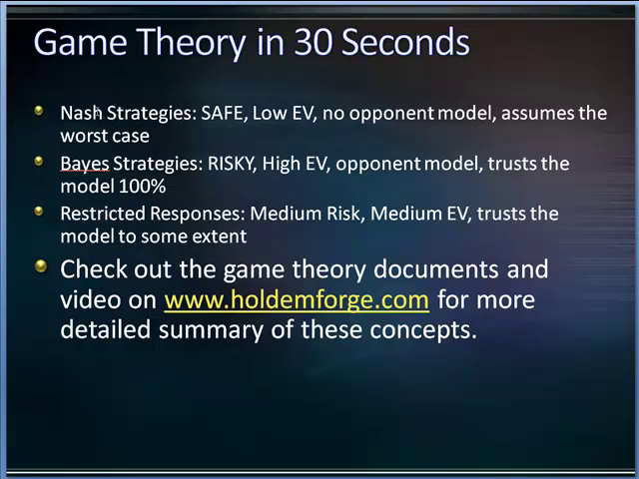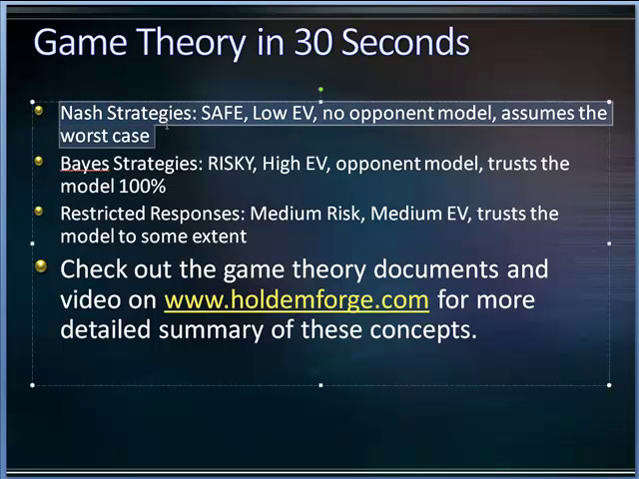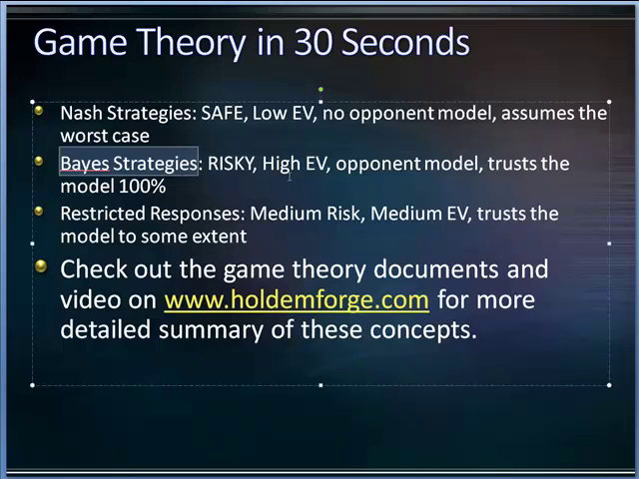So the bare minimum you need to know for now is there are three kinds of game theory models. A Nash strategy, which is good to play because it's safe. It doesn't really require much information about the opponent, and it's minimally exploitable. A Bayes strategy, which assumes that you have a read on an opponent. For example, I think he's bluffing, but it's risky because if he's actually betting with a strong hand, then you can wind up losing more than you would if you played a Nash strategy.